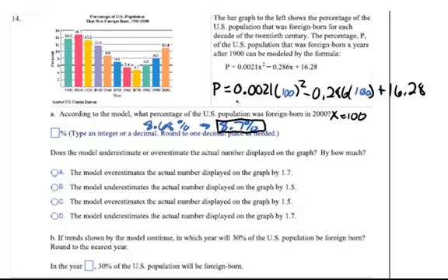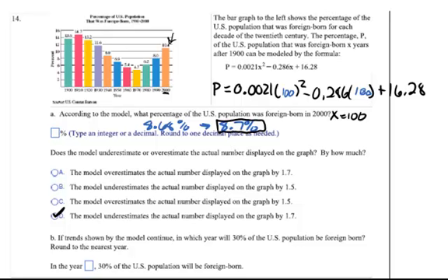Okay, and then it asks, does the model underestimate or overestimate the actual number displayed on the graph? Well, if we go to the year 2000, which is right here, and we look, it shows 10.4. Well, our model only came up with 8.7%, which means it underestimated. And if we subtract the 8.7 from the 10.4, we'll find out that it underestimated by 1.7%.